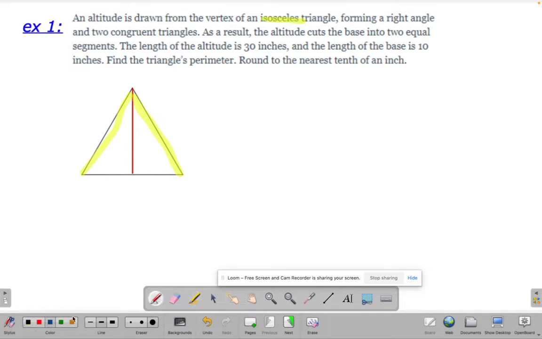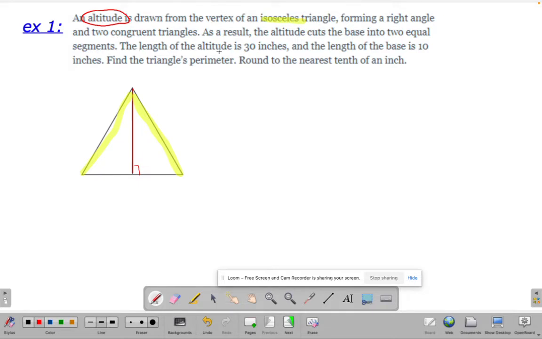And then an altitude of a triangle is this red line that I drew from the top of the triangle down to the middle. That means this one is matching with this other half. And when you draw the altitude, this forms a right triangle. So again, just like yesterday, it's probably a good idea for you to pause the video, draw this picture on your paper, make sure this altitude starts at the very top and goes down, and it should be halfway in the middle. As a result, the altitude cuts the base into two equal segments.